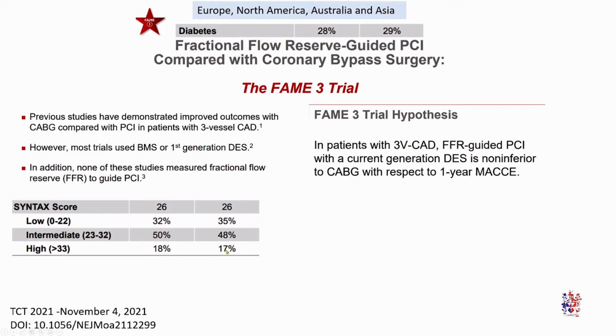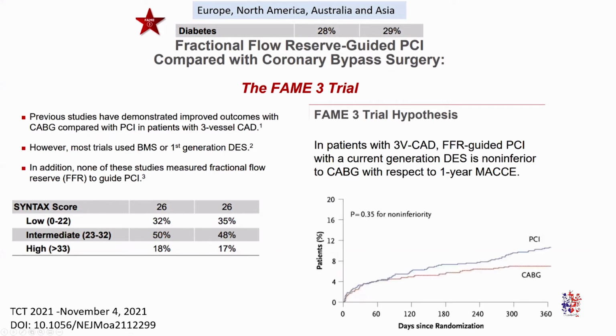The result, however, is quite stark. PCI did not achieve non-inferiority. It's a double negative. Did not achieve non-inferiority compared to bypass surgery at 360 days. And this is for the endpoints of death, MI, stroke, or repeat revascularization. And the headline is PCI fails to demonstrate non-inferiority to surgery in three-vessel coronary artery disease. I think a very important study.